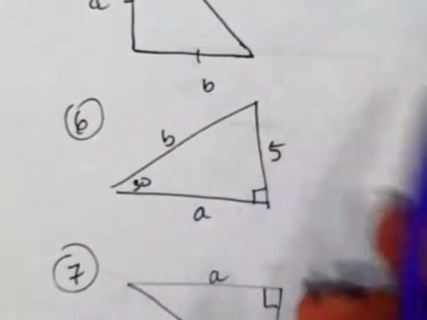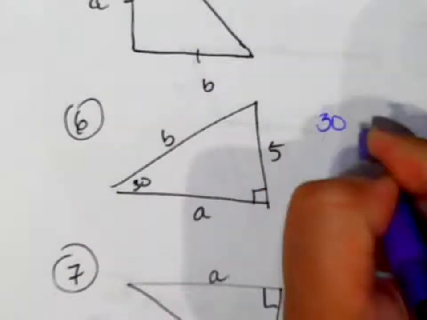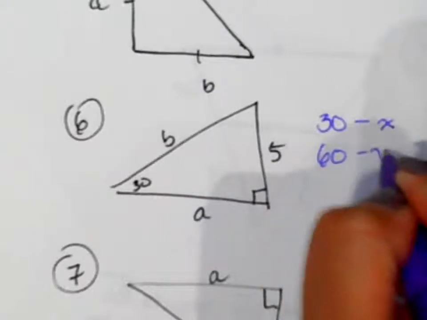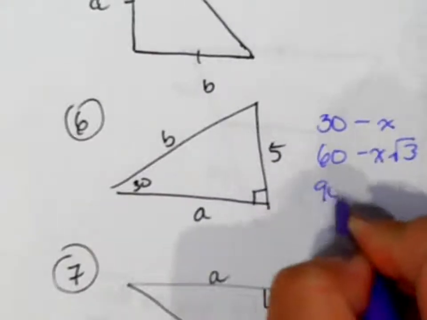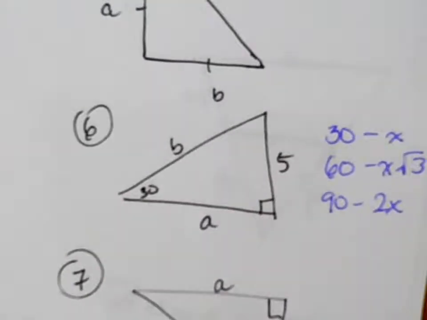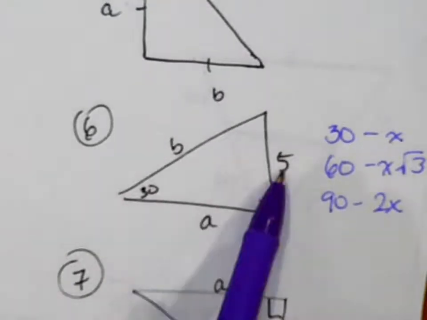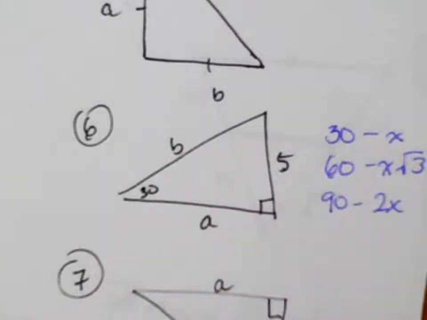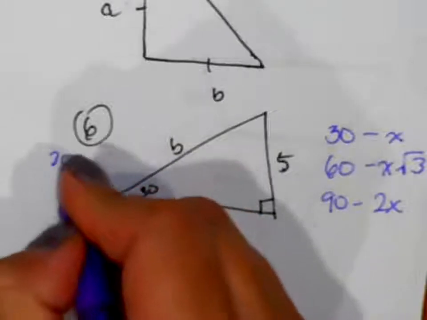All right, opposite the 30. So here, let's go again. Opposite the 30 is x. Opposite the 60 is x rad 3. And opposite the 90 is 2x. All right, so we're just going to plug it in. Opposite the 30 is 5. It's given. All right, so opposite the 30 is 5.